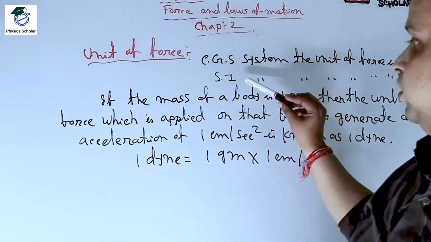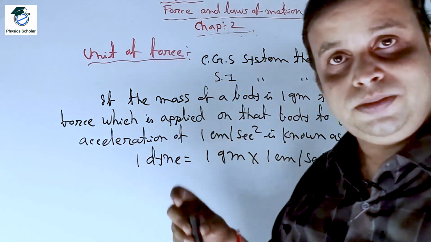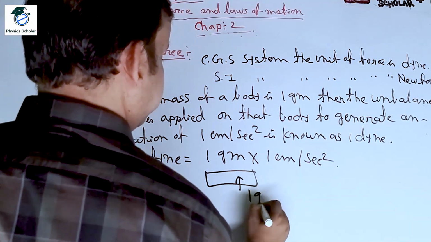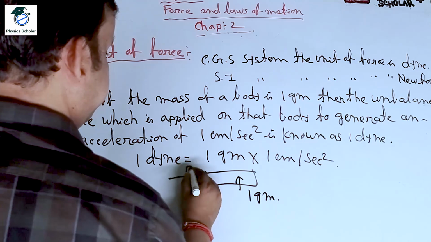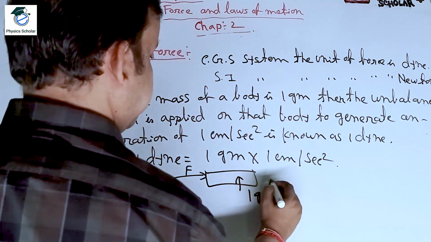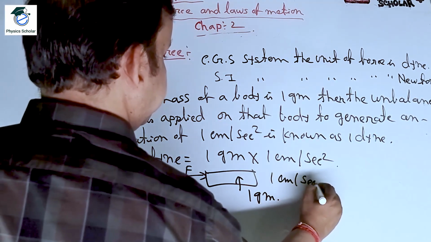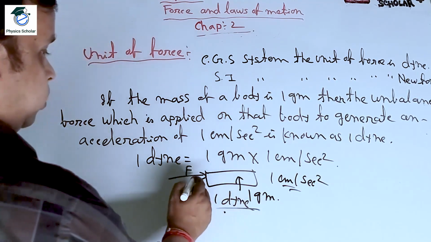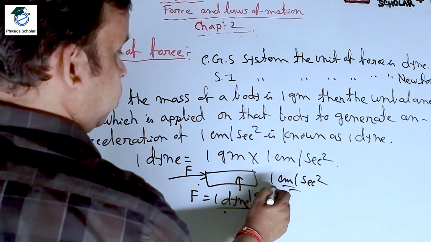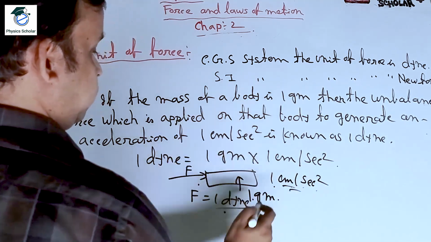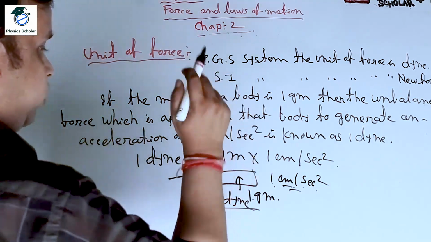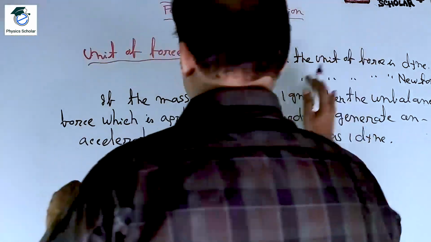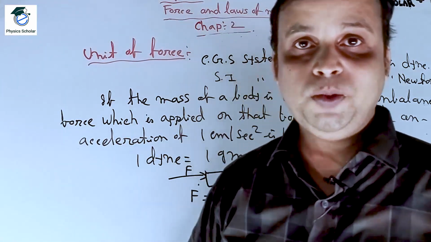Suppose the mass of the body is 1 gram. Suppose this is the body, or object. The mass is 1 gram, the force F is applied on it, and the acceleration is 1 centimeter per second square. So this F is known as 1 dyne. This is the force required to generate an acceleration of 1 centimeter per second square if the mass of the body is 1 gram. So 1 dyne is equal to 1 gram into 1 centimeter per second square. It is very easy. Hope you have understood this.